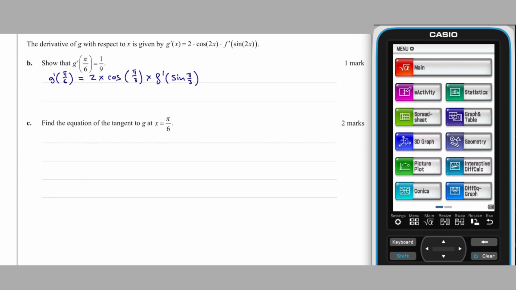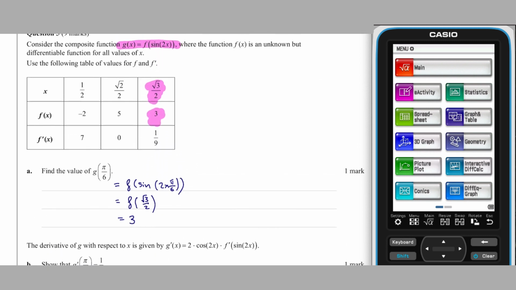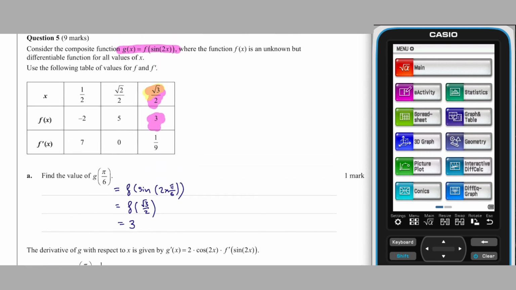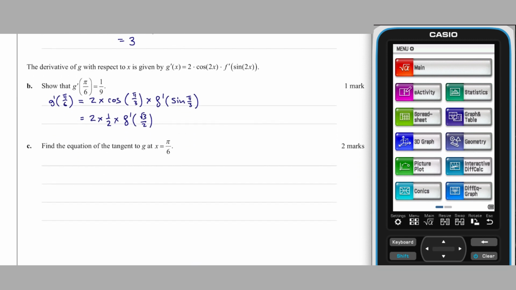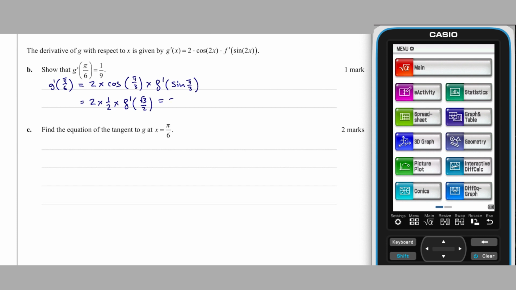Using exact values for cosine pi on 3 and sine pi on 3, this becomes 2 times a half times f-dash root 3 over 2. Using the table provided for the value of the derivative f-dash at root 3 over 2, this equals 2 times a half times 1 on 9, which equals 1 on 9 as required.